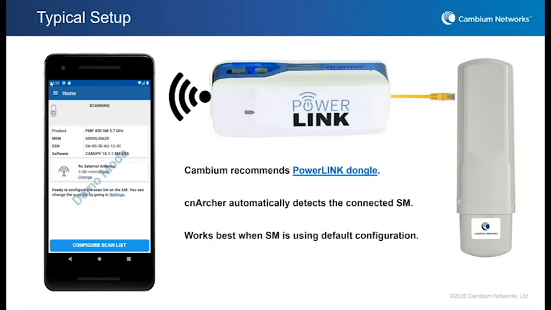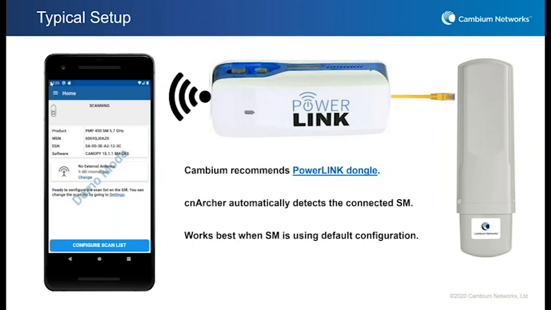So this is the typical setup for how cnArcher works. We are recommending this particular dongle from PowerLink. What the dongle does is it has a Wi-Fi access point which the phone connects to, and on the other side it has a PoE out cable. It's also a battery, so you can charge this and use it to power up the subscriber module.